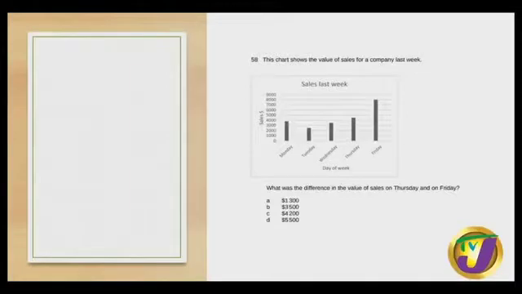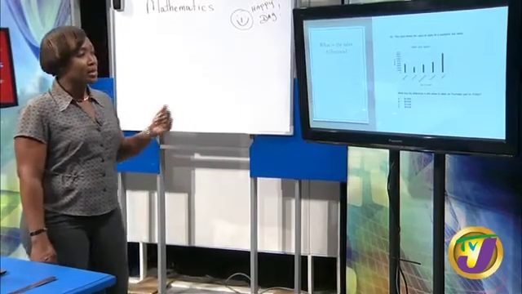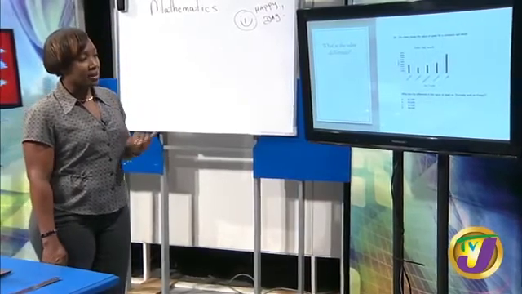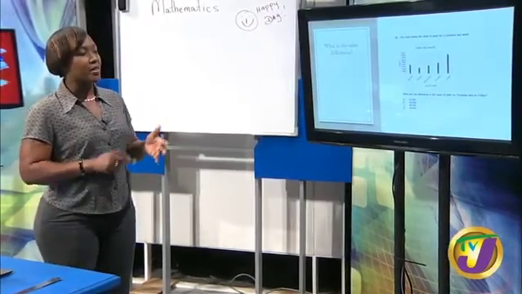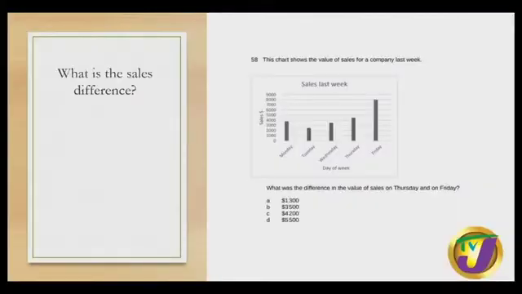This chart shows the value of sales for a company last week. What was the difference in the value of sales on Thursday and on Friday? What is the sales difference? What do we need to look at? They gave us specific days. They gave us the difference between Thursday and Friday. So clearly we need to know the sale for Thursday and the sale for Friday.